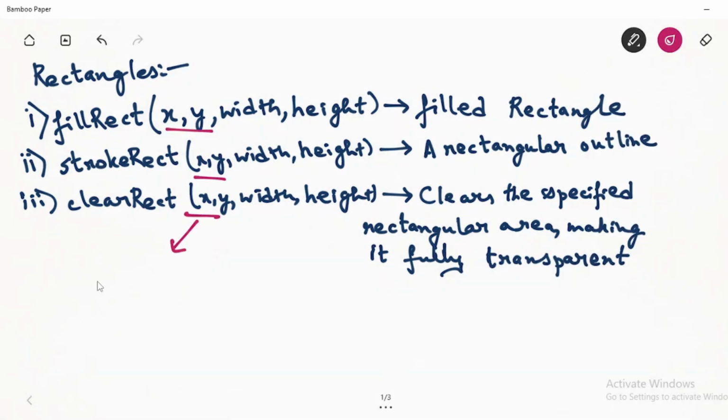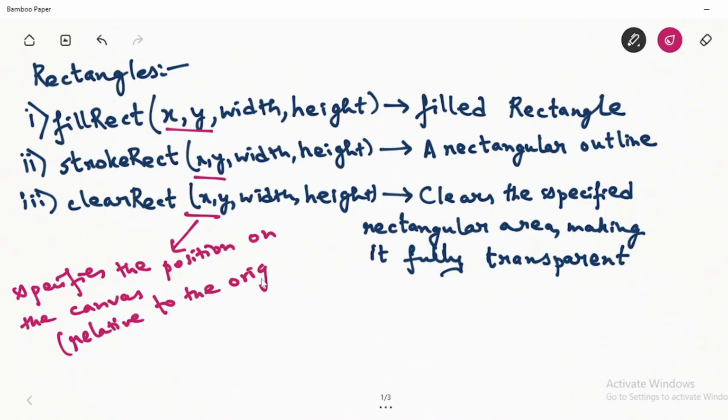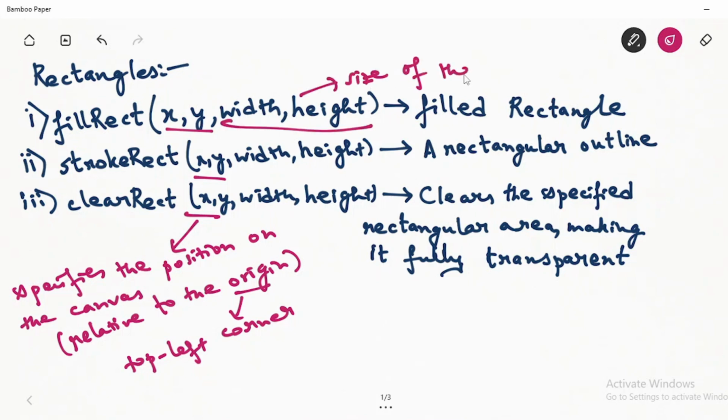This x, y specifies the position on the canvas relative to the origin, and the origin, as I said, is on the top left corner of the grid. Width and height give us the size of the rectangle. Using this we can draw our canvas element.